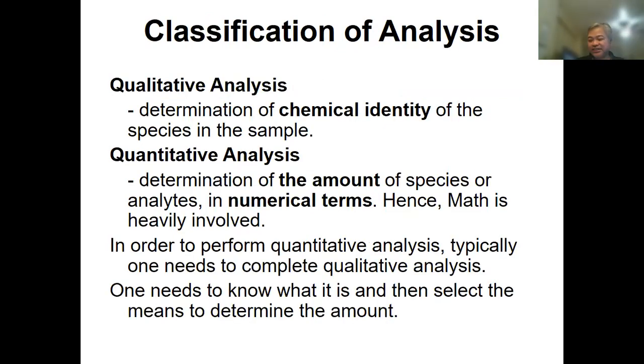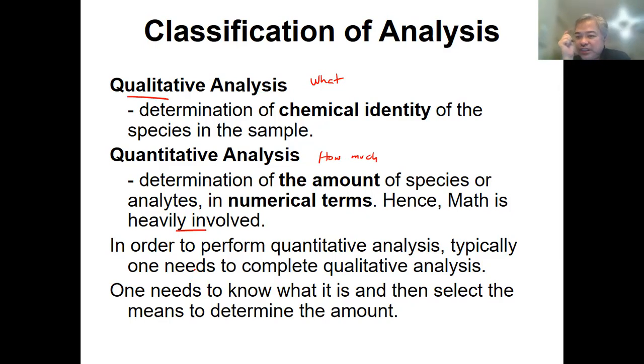So when you do analysis, it could be of two forms. Qualitative, the one that answers the question what is or are present. It determines the chemical identity of the species in the sample. Quantitative analysis answers the question how much of the sample or the analyte is present in the given sample. It is a determination of the amount of species or analytes in numerical terms. That's why math is heavily involved.